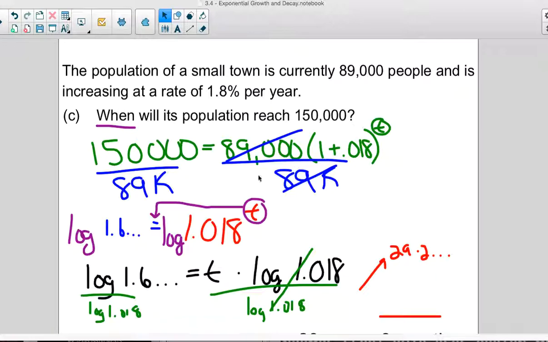Okay, so that's one where we're solving for t. Again, the key here is to take the log of both sides. Then just keep your work organized. You can replay this video if you're getting weird answers on your calculator, but just keep it all organized, do it step by step, and you should be okay.